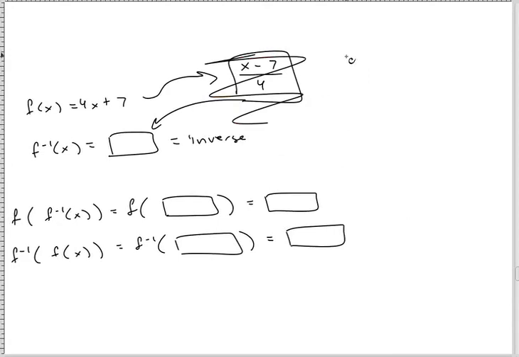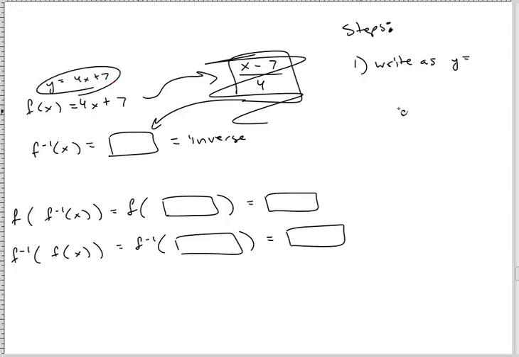I don't know if it's a formula. I think I would probably say like a system or maybe like an algorithm. Anyways, there's steps to getting an inverse. Step 1 is to write it as y equals. So instead of saying f of x, you want just y equals the 4x plus 7. So that's actually what we really need. So that's step 1. I know it's a silly step 1, but it's important.